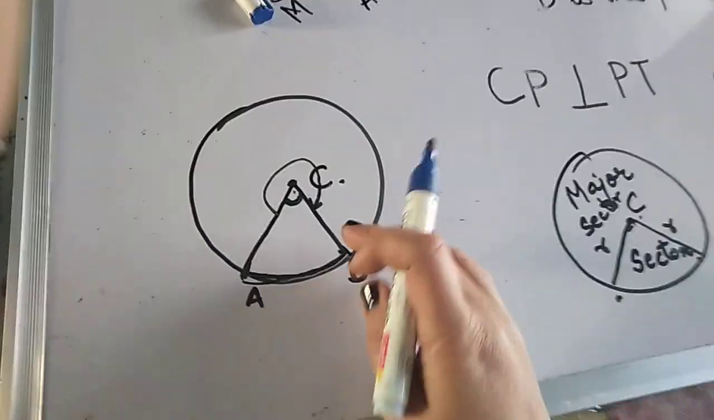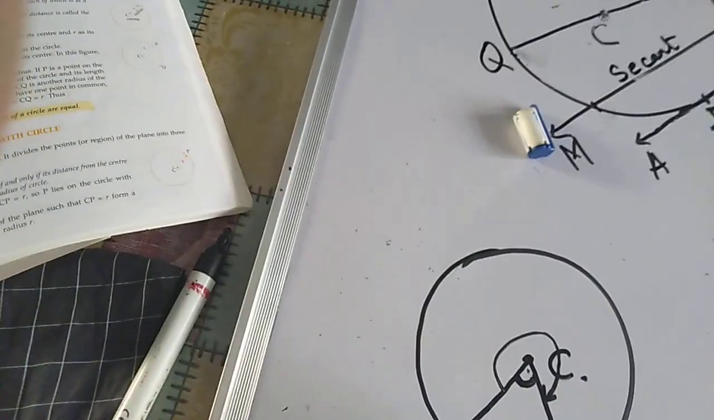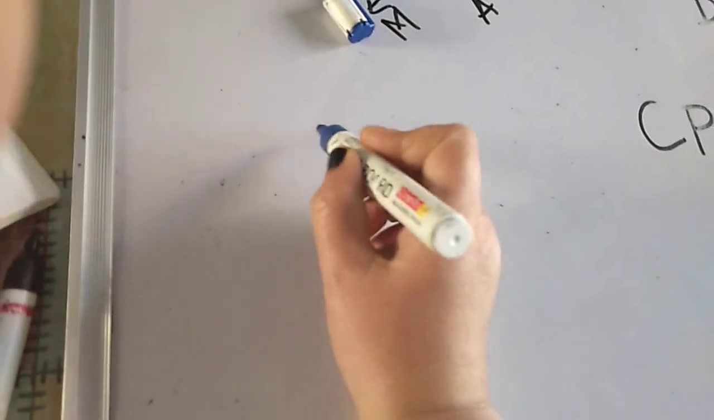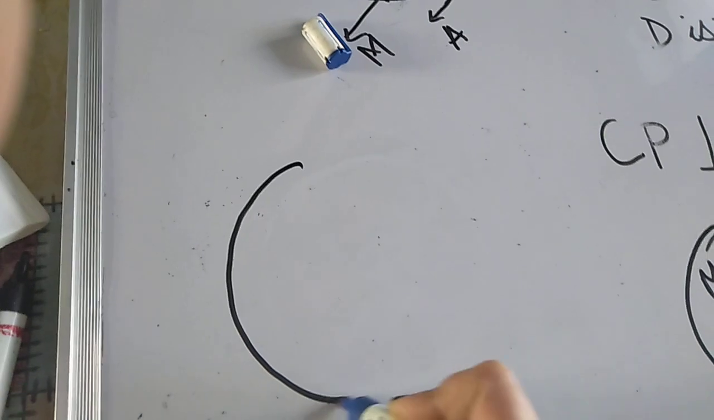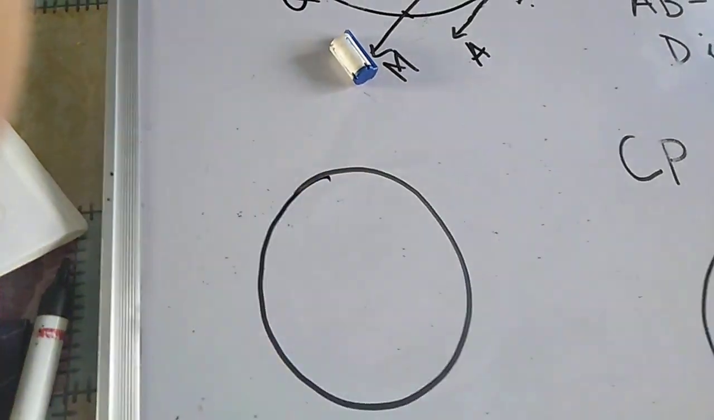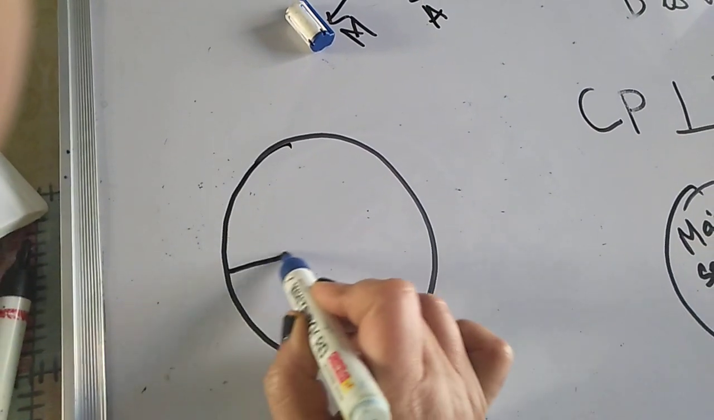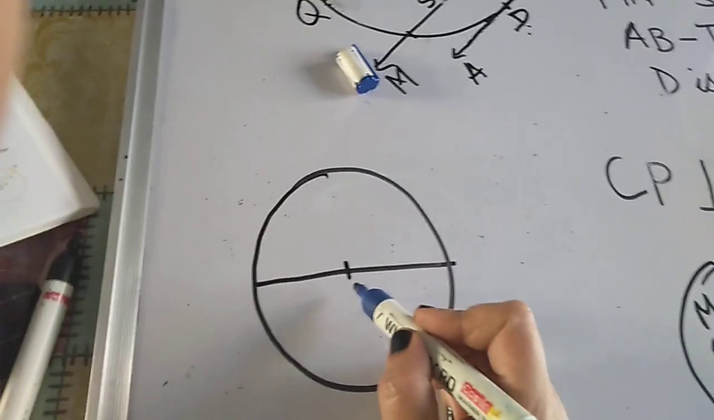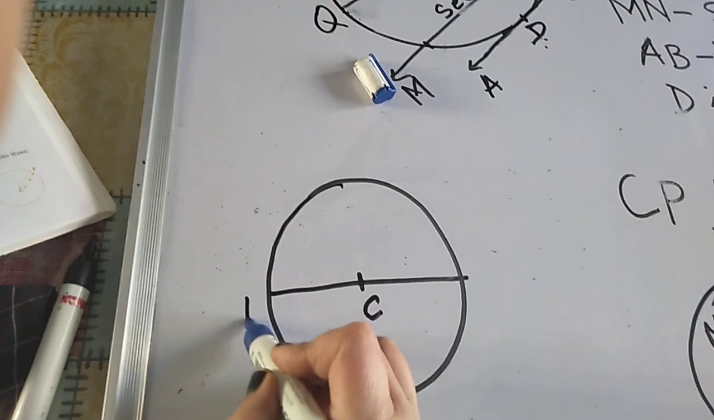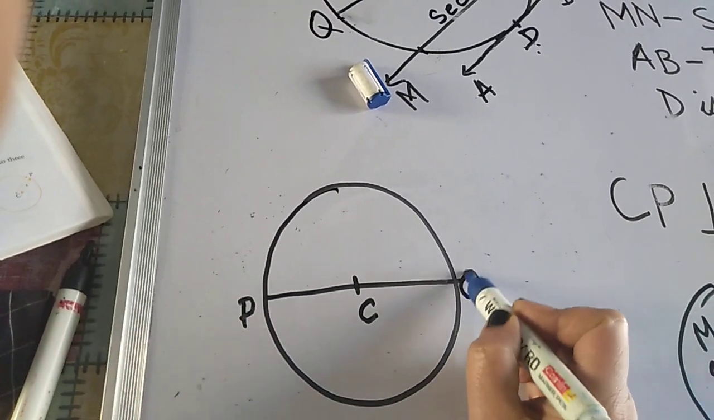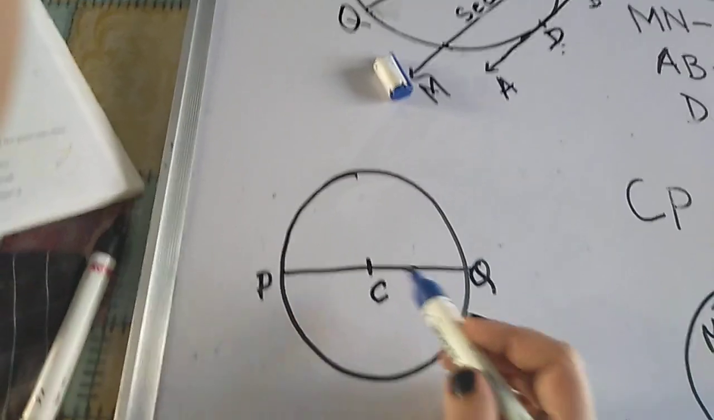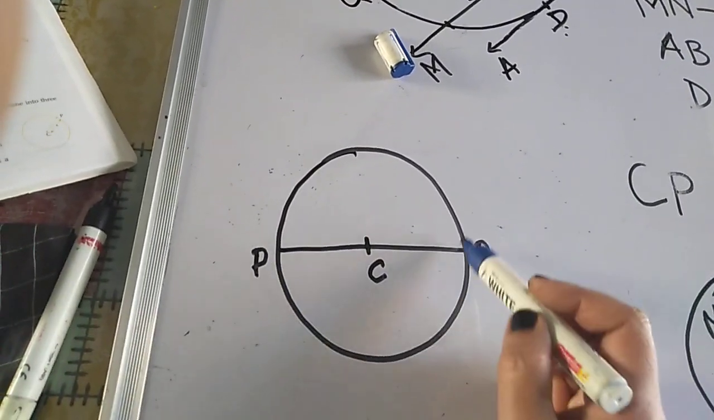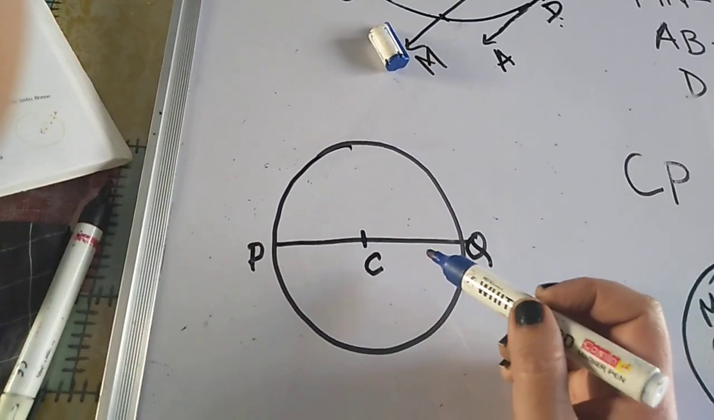Now, if I talk about a semicircle, I hope you all know what a semicircle is, children. What is a semicircle? A semicircle is half of a circle. This is a circle, and if I draw a diameter, a diameter always passes through the center of the circle. Please remember this. PQ is a diameter and C is the center. The diameter divides the circle into two equal halves, and this half of a circle is called a semicircle.